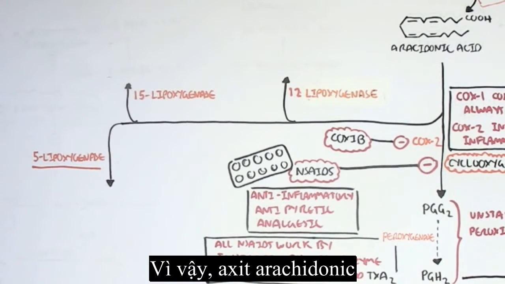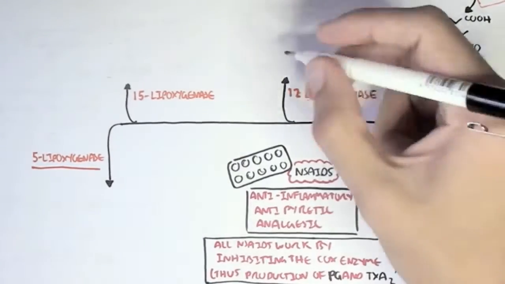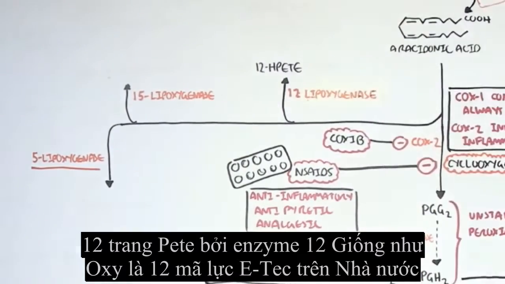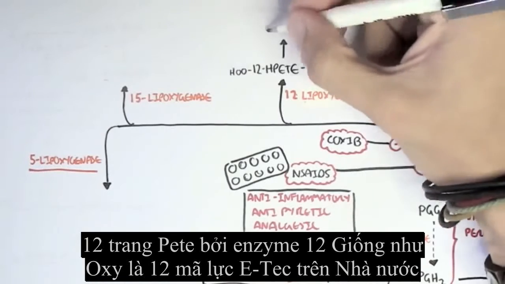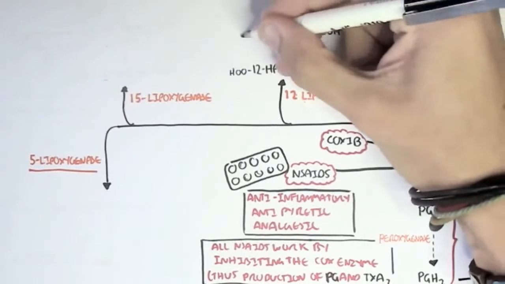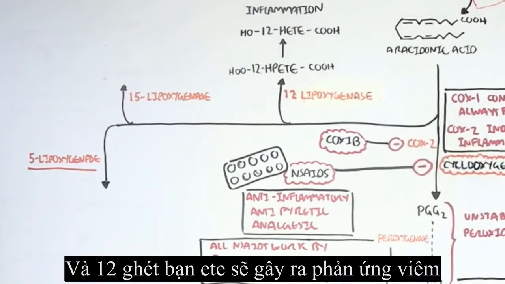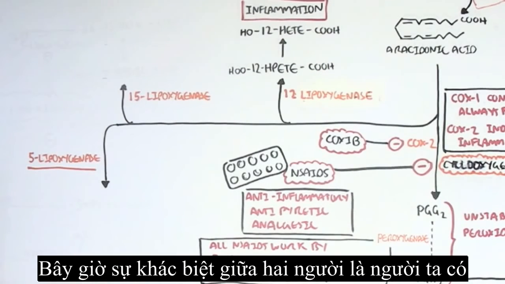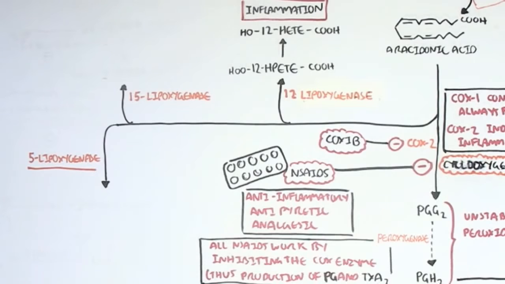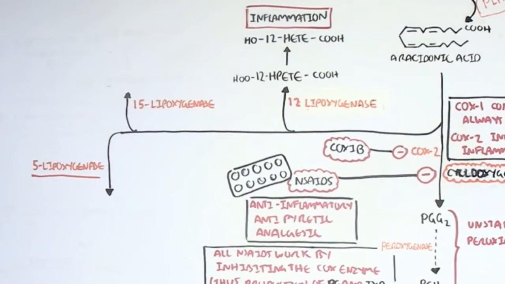So arachidonic acid can be converted to 12-HPETE by the enzyme 12-lipoxygenase. 12-HPETE is unstable and will quickly convert to 12-HETE. And 12-HETE will cause inflammatory actions. Now, the difference between the two is that one has a hydroperoxy group and the other has a hydroxyl group.